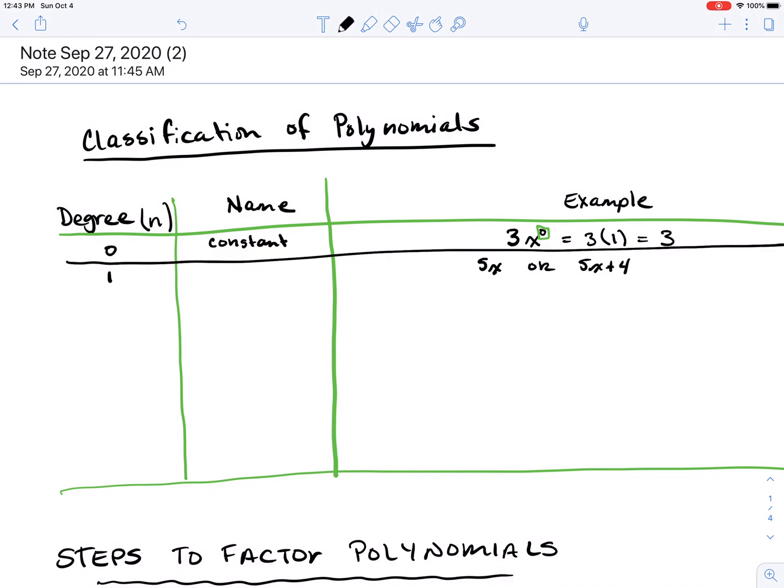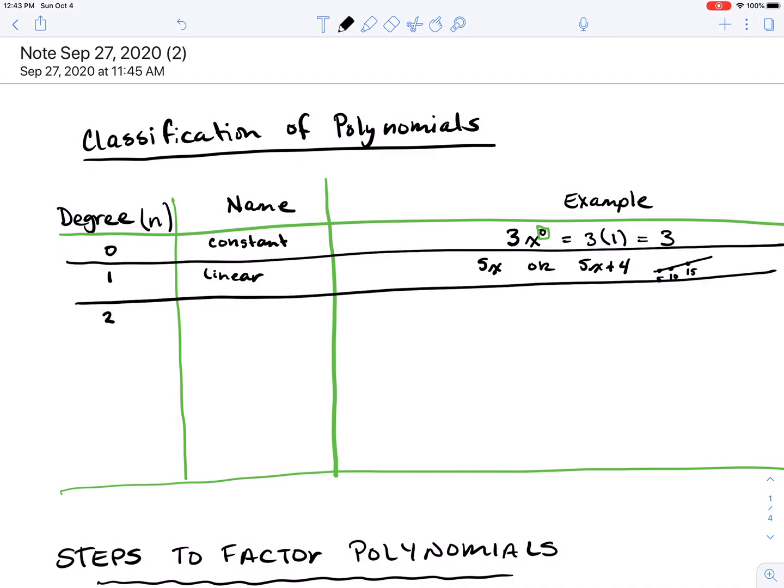We call this type with degree of 1 linear. And we know that because if x is any other number on a graph, it would actually plot a line. So 5 times 1 is 5, 5 times 2 is 10, 5 times 3 is 15. All those points, we could plot them on a line, and that's what they would be. So that's linear.